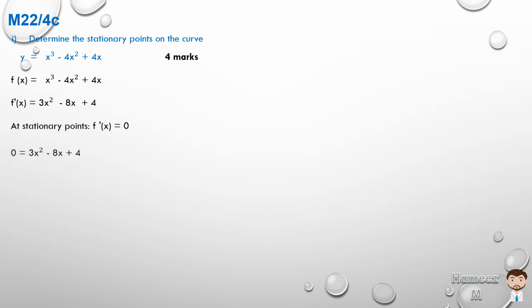So if we substitute now 0 is equal to 3x squared minus 8x plus 4, we have a quadratic equation equal to 0. So how do we solve? Either use the quadratic formula or we factorize. So I'll factorize here. So 0 is equal to x minus 2 by 3x minus 2.